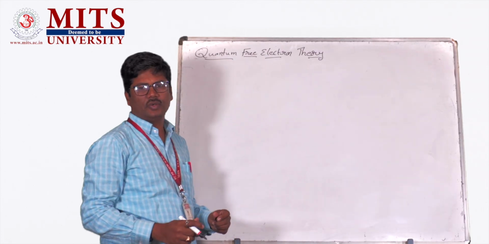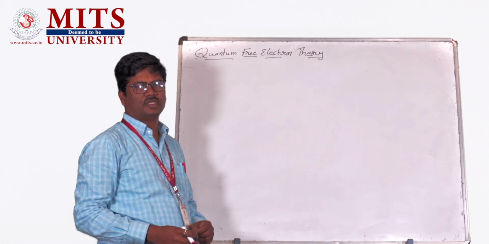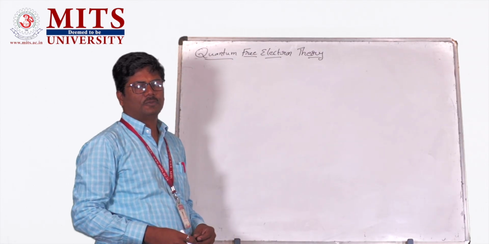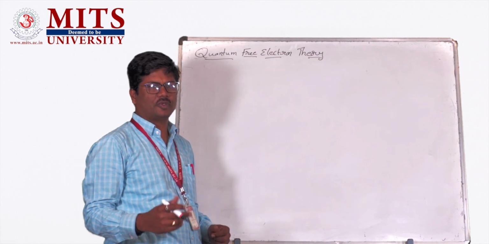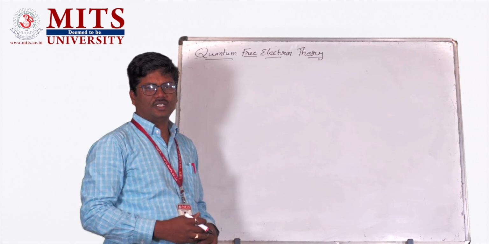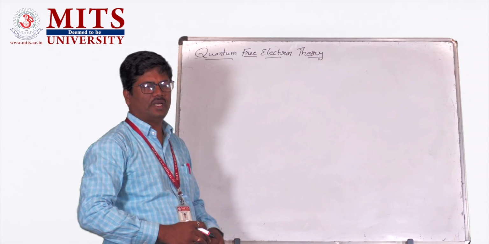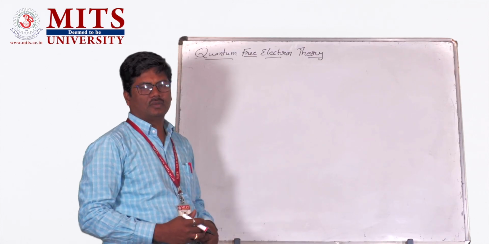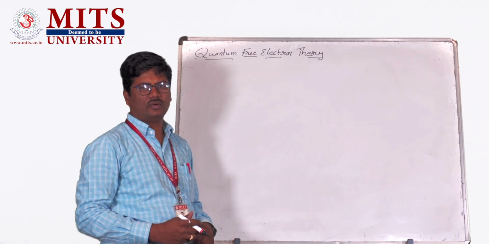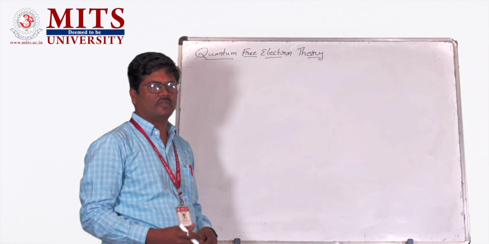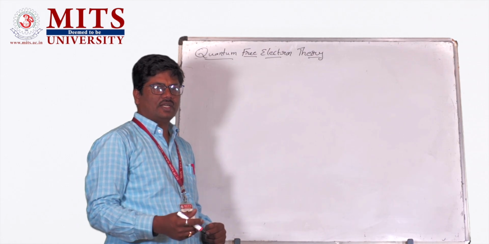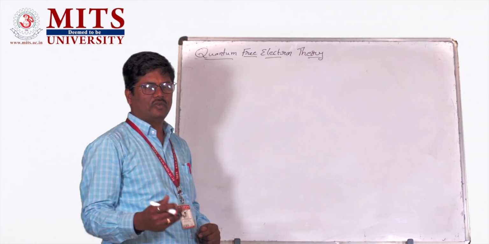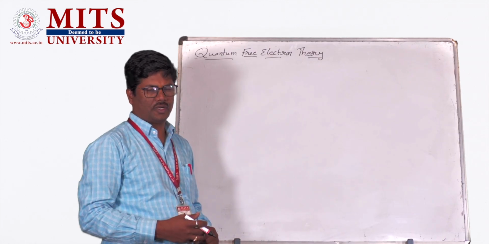So in 1928, Sommerfeld proposed this theory to explain the drawbacks of classical free electron theory, which was proposed by Drude and Lorentz in 1905. The main assumptions in Drude-Lorentz theory were not able to explain why trivalent atoms like aluminum show less conductivity than monovalent atoms like copper.